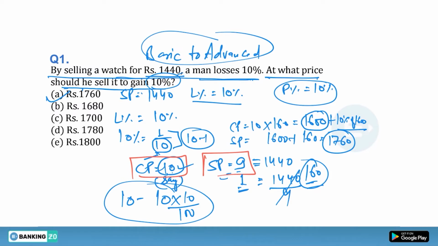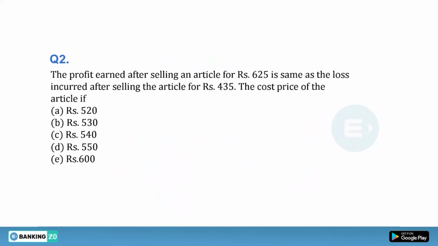This is how you apply the short tricks, rather than going towards the formula like profit percent is what. Okay, this is SP minus CP divided by CP multiplied by 100. So you do not need to go through this formula. You can apply the short trick and solve the question like this. Now let's move to the next question. This is also a basic question, then we'll be moving towards the higher level questions.